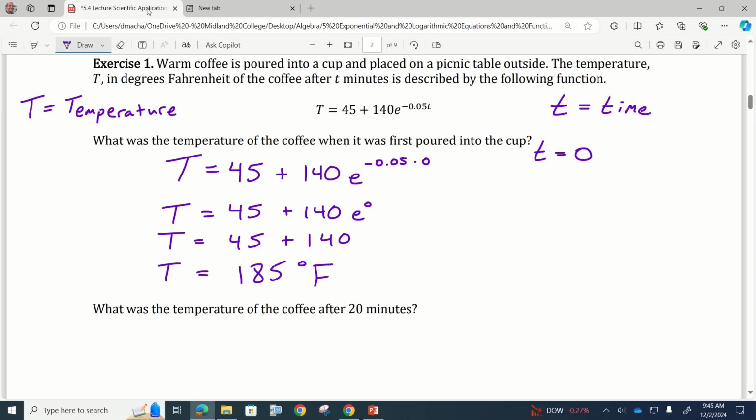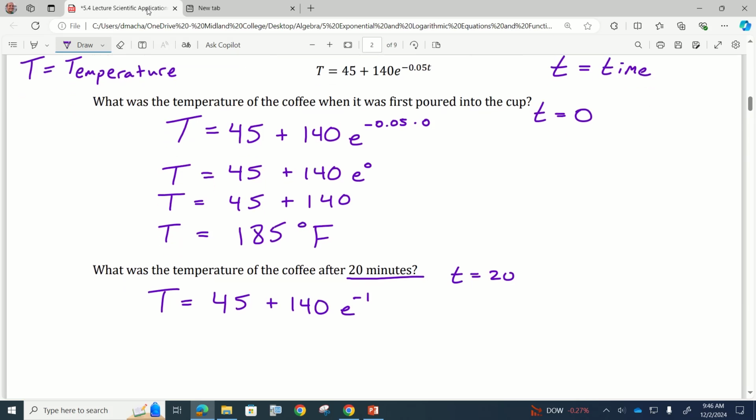What was the temperature of the coffee after 20 minutes? So again, I'm looking for temperature, capital T. This time, lowercase t is 20. So again, using my formula, temperature is going to be 45 plus 140 times e raised to the power negative 0.05 times 20. That's the same as negative 1. And what do you get if you type in 45 plus 140 times e to the negative 1?